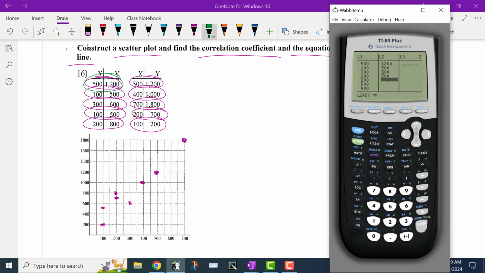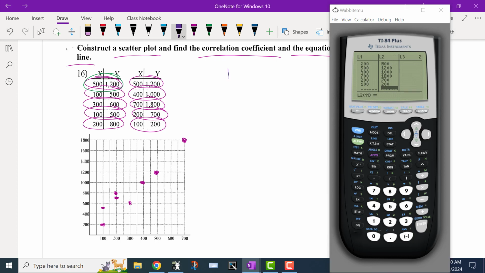I go down. My next one is 200 and 800. So I type in my 800 that correlates with my 200. Got 500 and 1200, so I'm going to type in my 1200. Go on down, I got 1000 that matches up with my 400, so type in 1000. And then I'm going to type in my 1800 that correlates with my 700. And then the next one down, I got 700, which correlates with my 200. And then I've got my 200, which correlates with my 100. Then when I'm done, I'm going to go ahead and use my calculator to find the correlation coefficient.